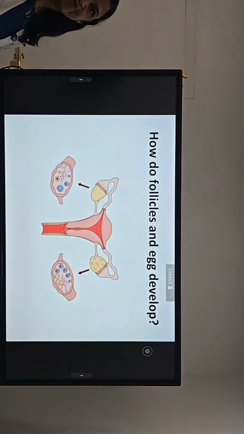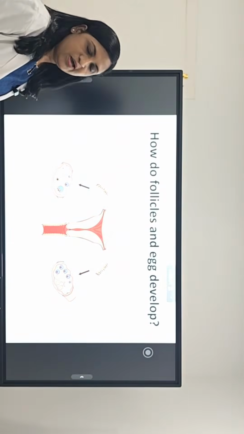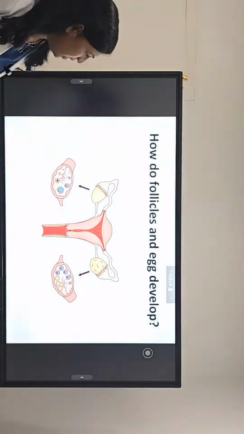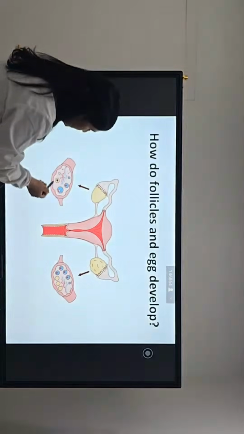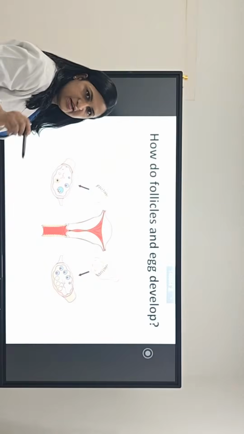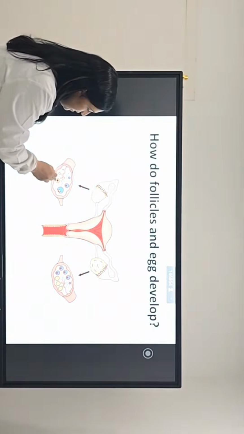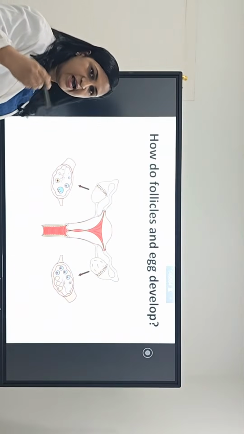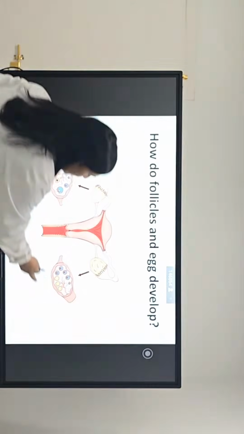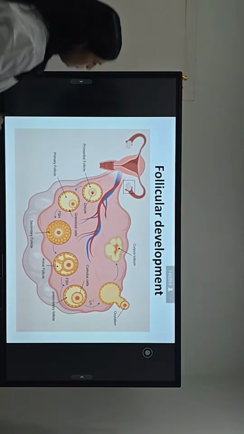Now, how do follicles and eggs develop? As we all know, the egg comes from the follicles present in the two ovaries. These follicles are in different stages of development inside the ovary. As the follicles develop, so does the egg inside them. Now let us see how the follicles develop.